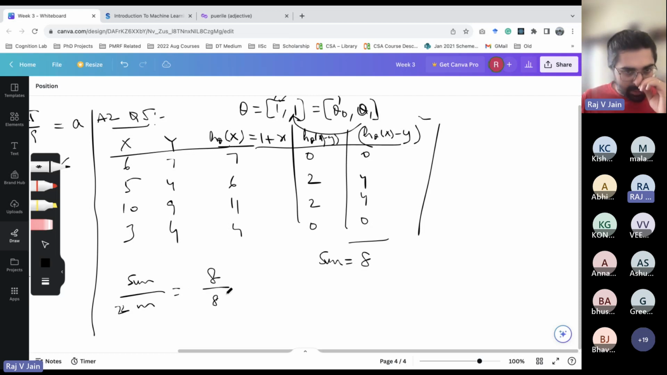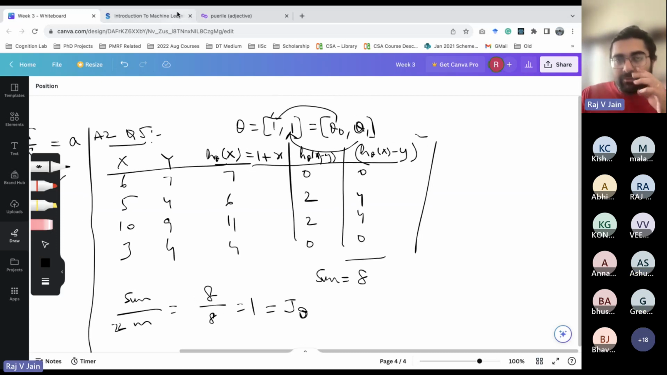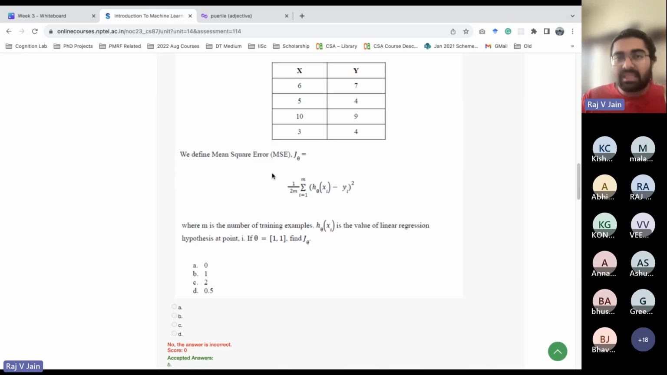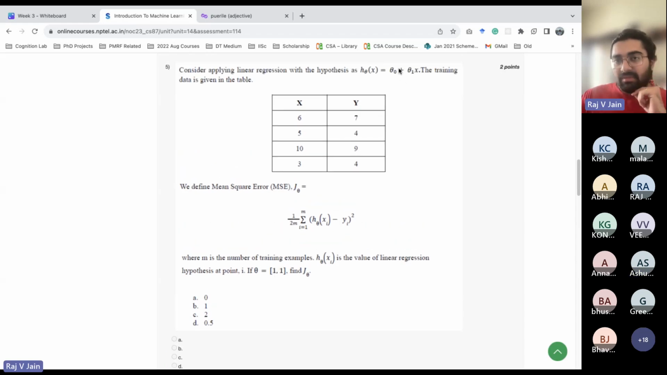So 8 by 8. Sir, why we are taking h of x is equal to 1 plus x? Because it is given. Right, so basically what we're doing here, we are asking, okay, what is the MSE if theta equals to 1 comma 1? This is exactly what it is saying. If theta equals to 1 comma 1, find j theta. What is the MSE? So if theta equal to 1 comma 1, what does it mean? It means the values of this theta naught plus theta 1x. So h theta of x now becomes 1 plus x, because theta naught is 1, theta 1 is 1.